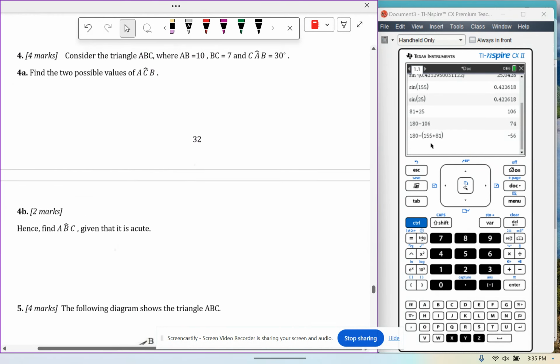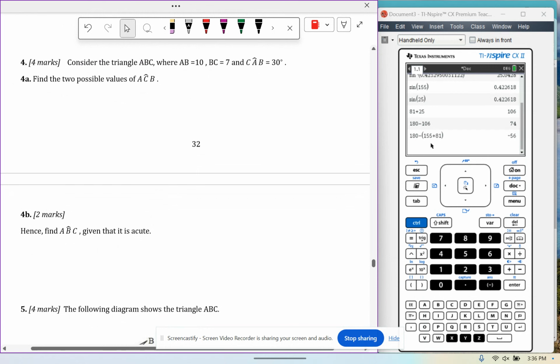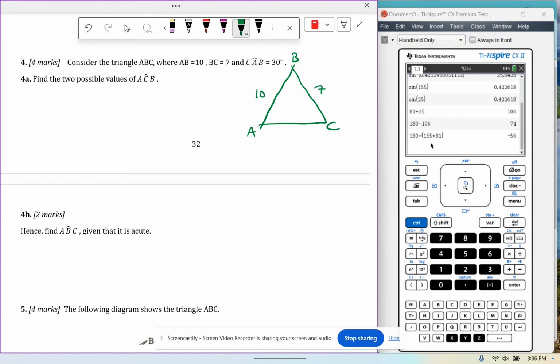Okay. So it says, consider the triangle ABC where AB is 10, BC is 7, and CAB is 30. Find the two possible values of ACB. Okay, so I'm always going to start with the law of sines. That's where the ambiguous case arises from.